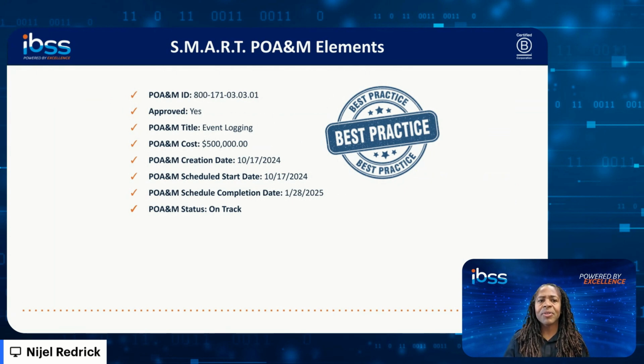Now let's talk about cost. So the cost that we have here is $500,000. And some people might think that's a lot. Some colleagues say it's not enough. One of the things to keep in mind with POAM cost is that it is not just a product. Because remember, you can buy a product, but somebody has to do something with that product. So your POAM cost should also include personnel cost.